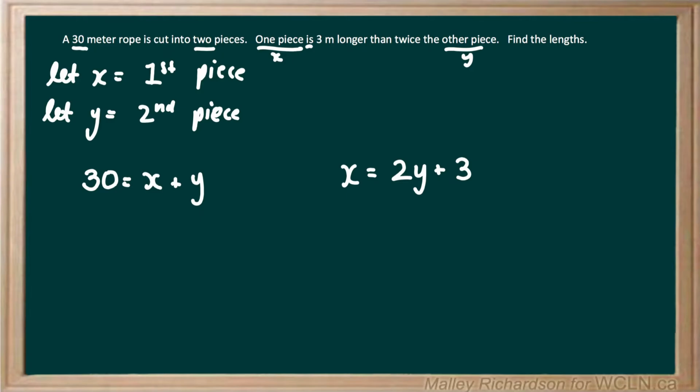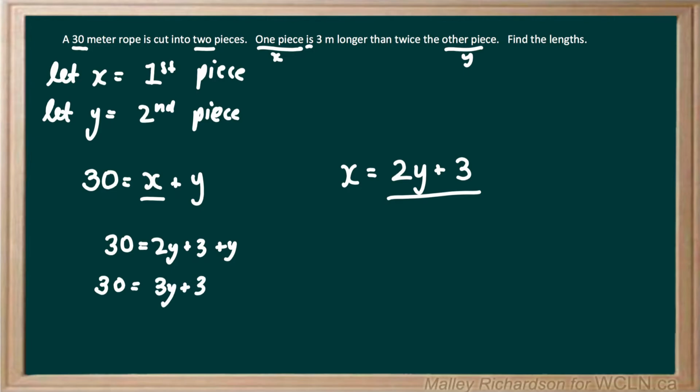Our second equation is x equals 2y plus 3. So in our first equation, we'll replace our x with our expression of 2y plus 3. So we'll have 30 equals 2y plus 3 plus y. And combine like terms, so we have 30 equals 3y plus 3. Now to isolate for 3y, we'll subtract 3 from both sides. 30 minus 3 gives us 27, so we have 27 equals 3y.